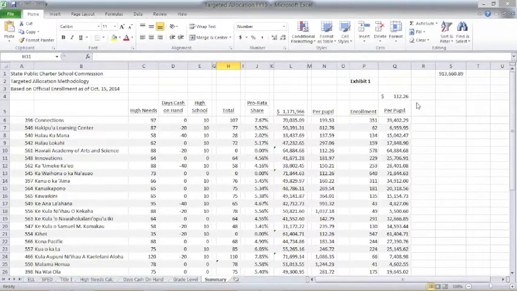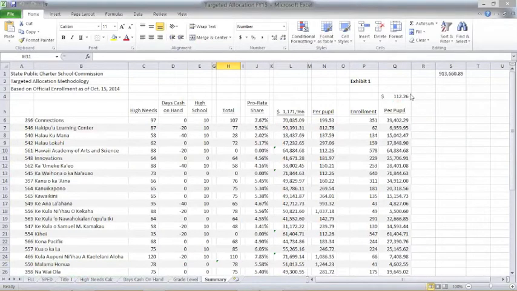So for example, connections with 107 points, their pro rata share of total points is 7.67%, and so that's the proportion of the total pot that they would receive, and it equates to $70,035.09, or $199.53 per pupil. And that's pretty much how we did the targeting.